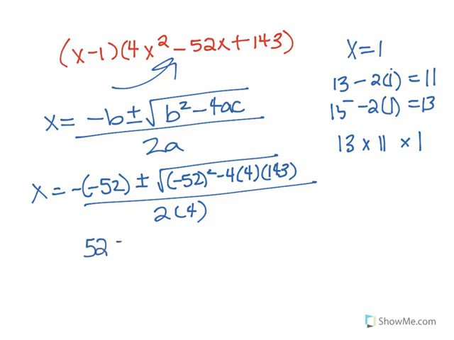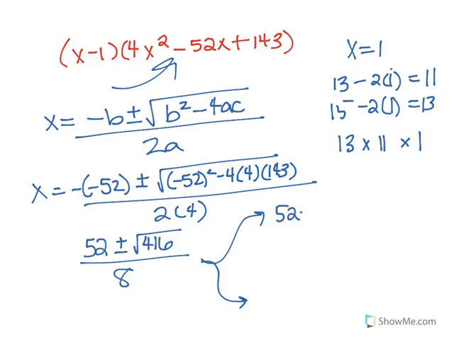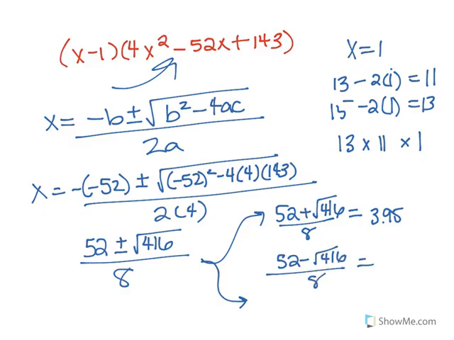So we have 52 plus or minus the square root. Simplify under that radical, and you should get 416. So we have 52 plus or minus the square root of 416 over 8. This gives us two possible answers. We could do 52 plus root 416 over 8. If we type that in, we should get 3.95. Or we could do 52 subtract the square root of 416 over 8, and I would get 9.04.